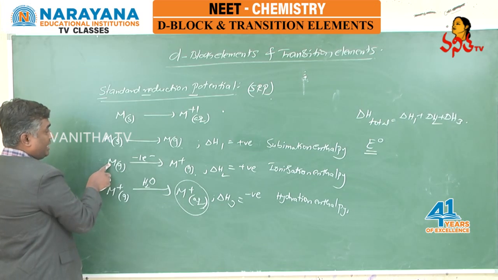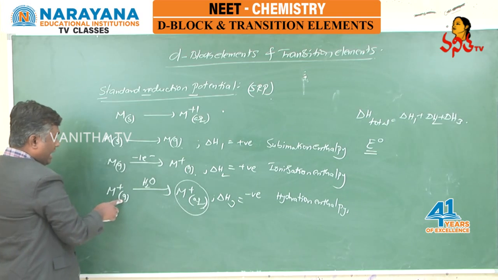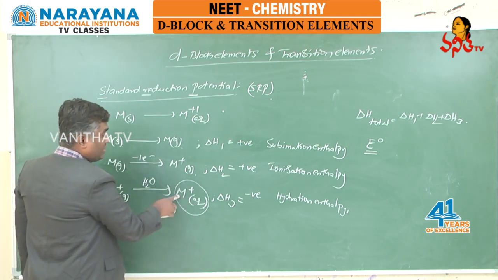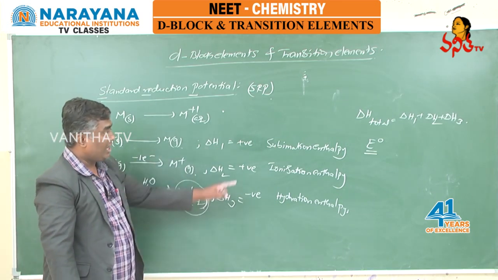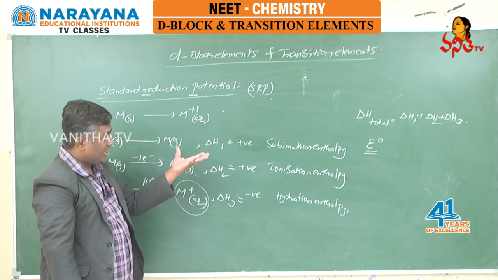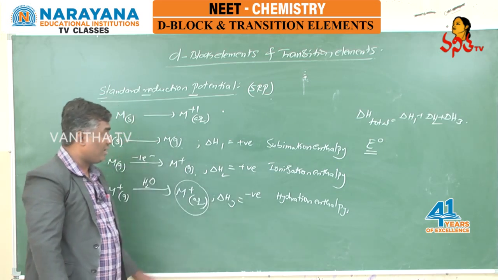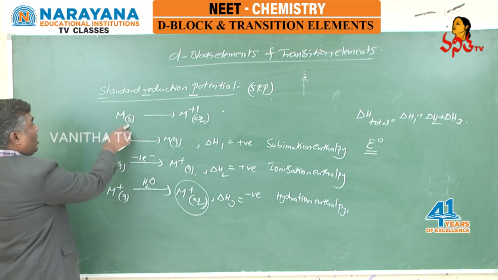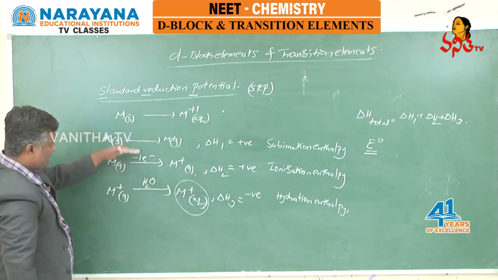In step 1, solid metal is converted to gaseous metal atom. From gaseous metal atom, by removing one electron, we convert that into gaseous metal ion. Gaseous metal ion we drop in water so that it becomes aqueous metal ion. The first step needs sublimation enthalpy, the second step needs ionization enthalpy. Both are endothermic, heat energy absorbed, whereas the third step is hydration enthalpy, where heat energy is released. A solid metal is converted into aqueous metal ion in these 3 steps.